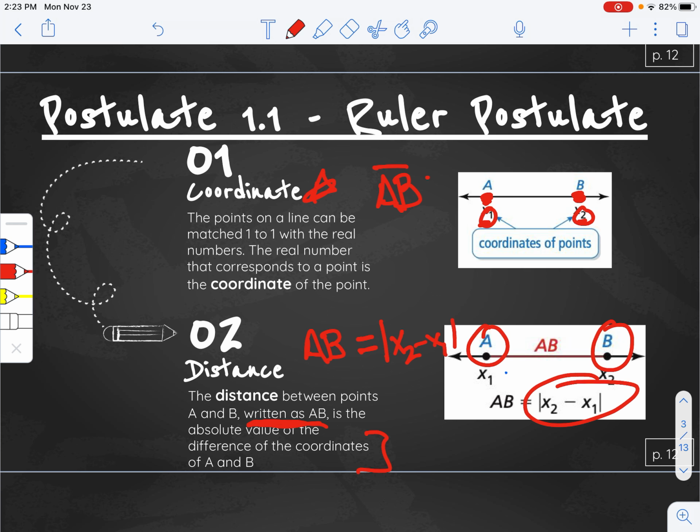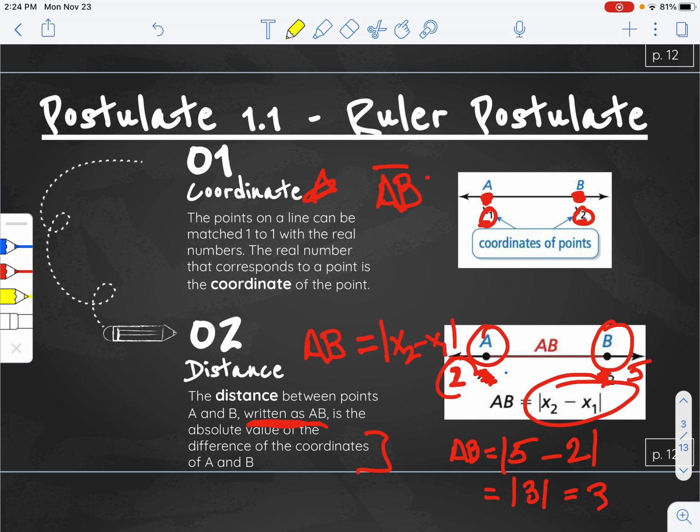Okay, so just for example, let's say that x1 was at 2. Let's say that x2 was at 5. So if we take AB, we know that equals the absolute value of, over here, x2, 5 minus 2. 5 minus 2 gives us 3. Absolute value of 3 is 3.